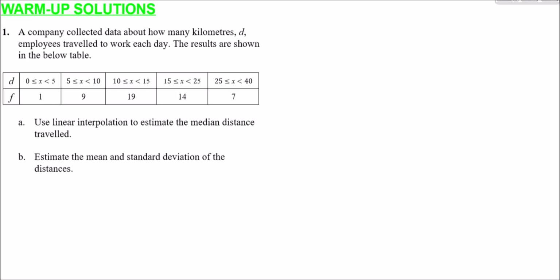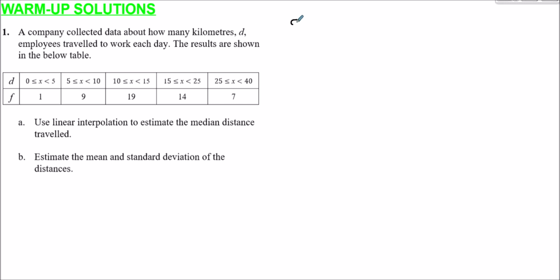So question 1, we've got a company that's collected data about how many kilometres, D, employees travelled to work each day. The results are shown in the below table. So it says use linear interpolation to estimate the median distance travelled.